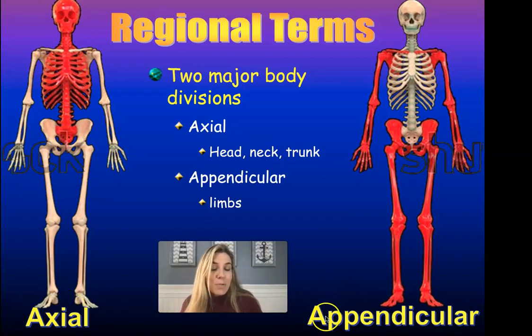And we contrast that with the appendicular skeleton. Appendicular, and these are the limbs, right? So this would be your arms, including the scapulae over here, and the legs, including the pelvis. So that is your appendicular skeleton.